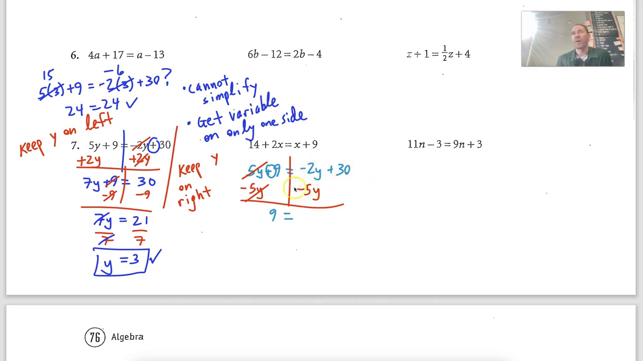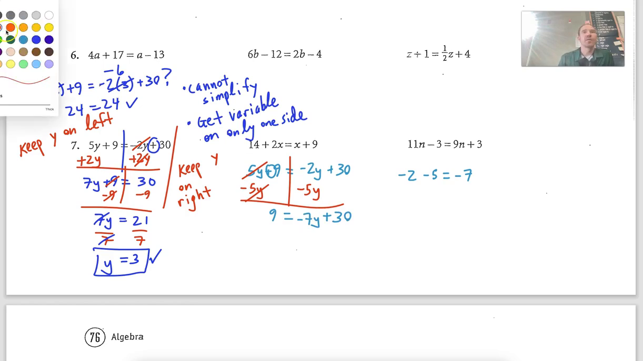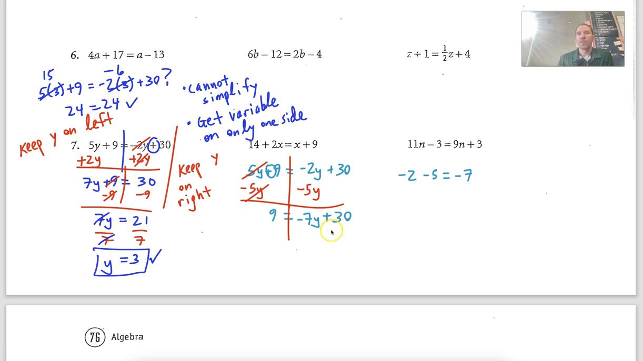We're trying to take away 5 yo-yos. You can do negative 2 minus 5. That'd give you negative 7. With the y's, this would be negative 7y plus 30. And again, if you're good with your two-step equations at this point, you might be able to go kind of quickly. Y is only on one side now. Subtract the 30.